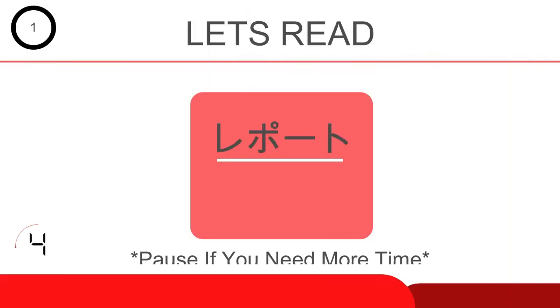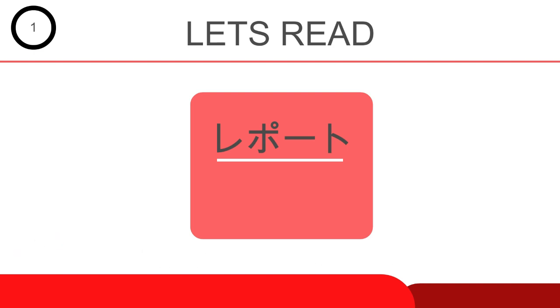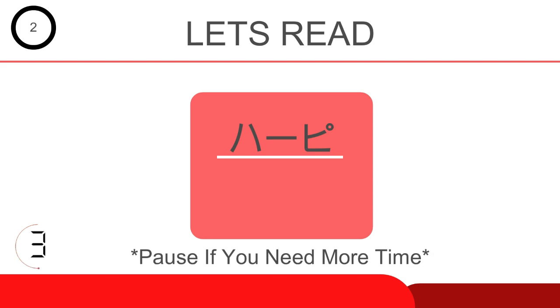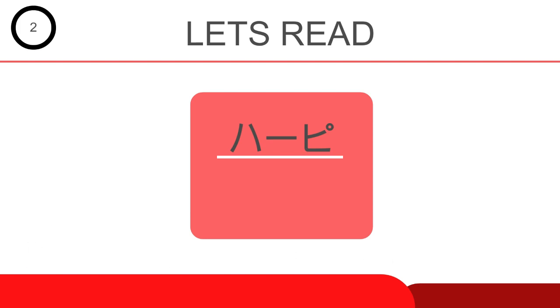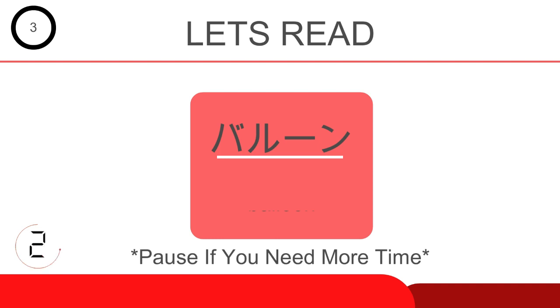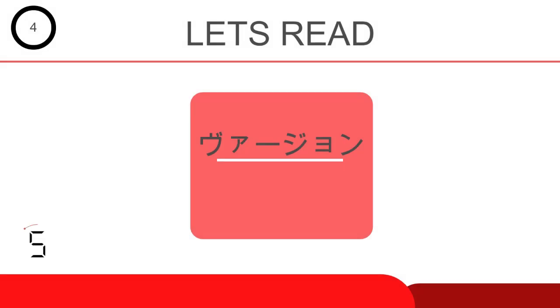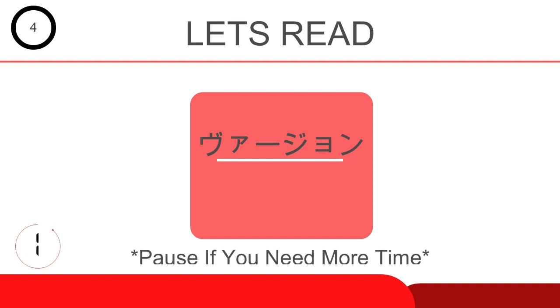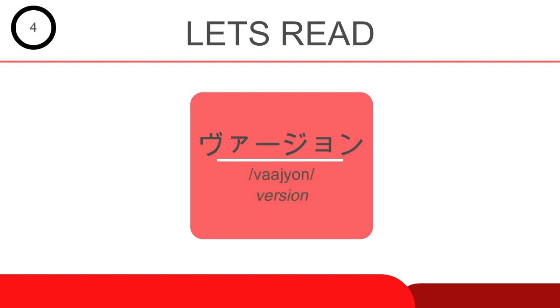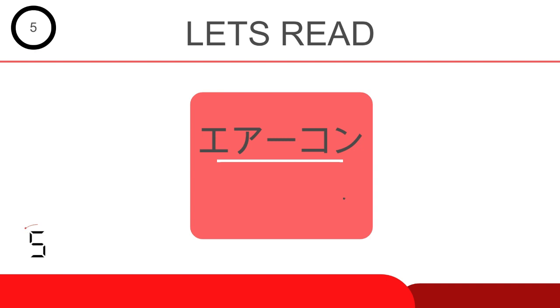Let's use what we learned to make foreign words in Japanese. The first word, repōto, means report. The second word, happī, means happy. The third word, barūn, means balloon. The fourth word, bājon, means version. And the last word, eakon, means air conditioner.